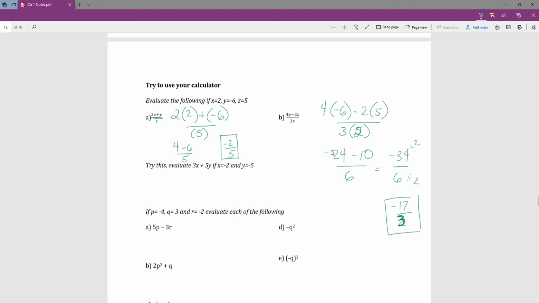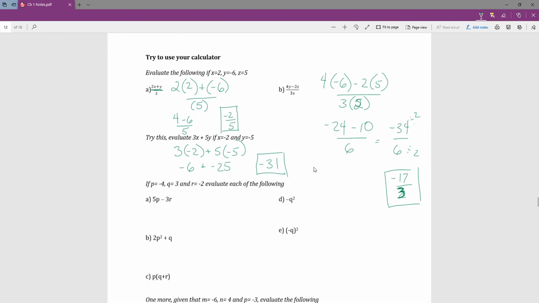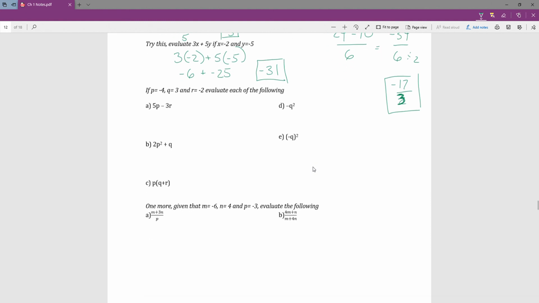Try a couple more here. Now I'm worried I'm going to copy it all wrong. You get negative 31 as an answer there. So a few more here. They're definitely going to get wacky, and this whole subbing in with brackets is probably getting to be more important in addition to the copying correctly.